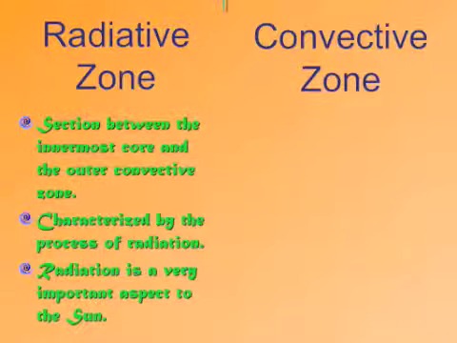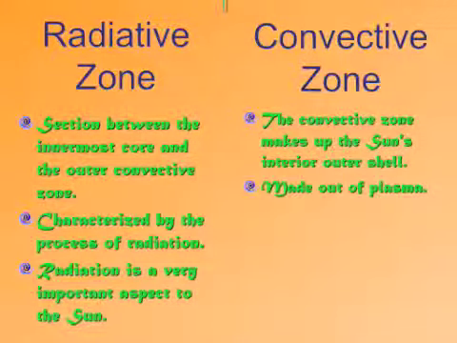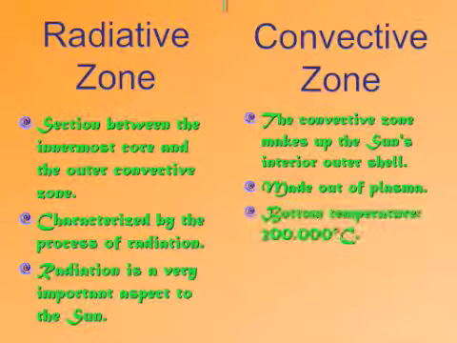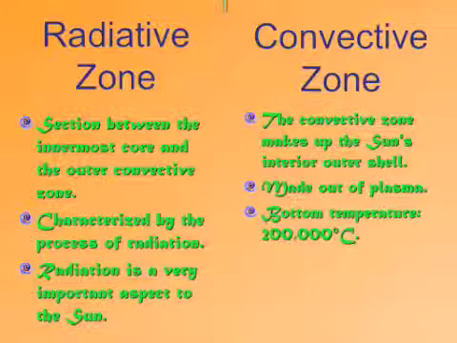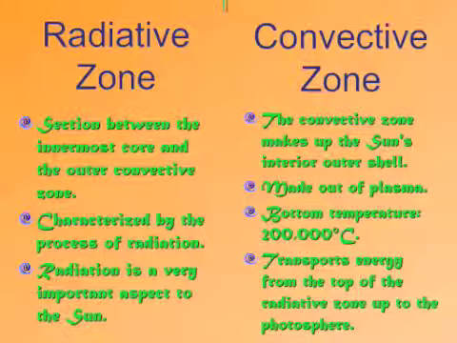Convective zone. The convective zone makes up the sun's interior outer shell. It is made out of plasma like other layers of the sun. Its bottom temperature is 200,000 degrees Celsius. And the convective zone can only transport energy from the top of the radiative zone up to the photosphere because it cannot do radiation.